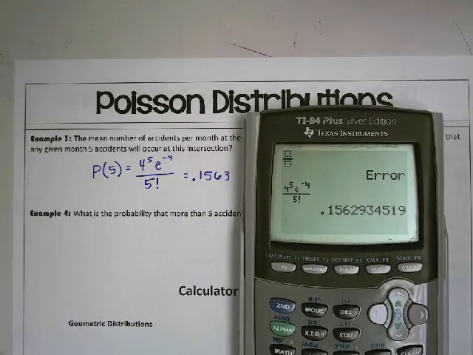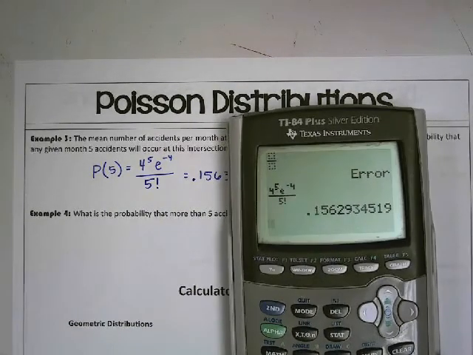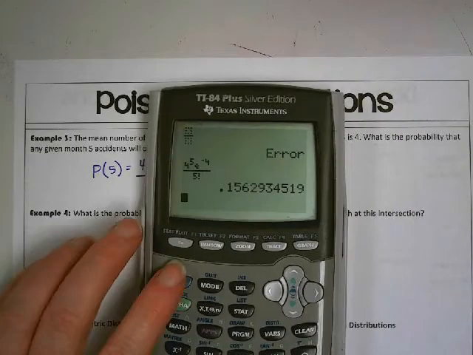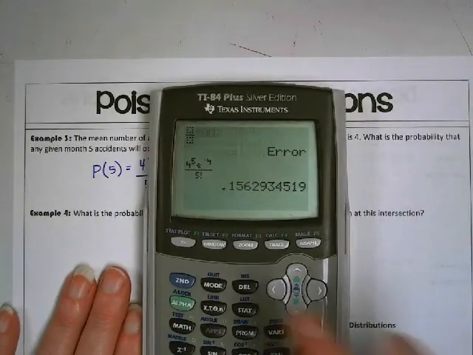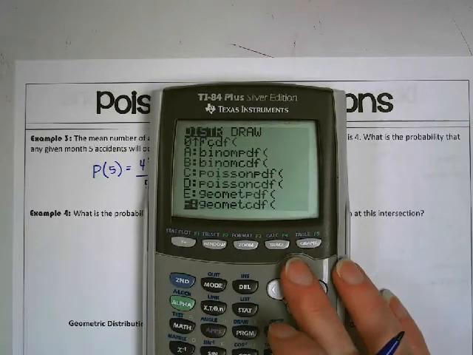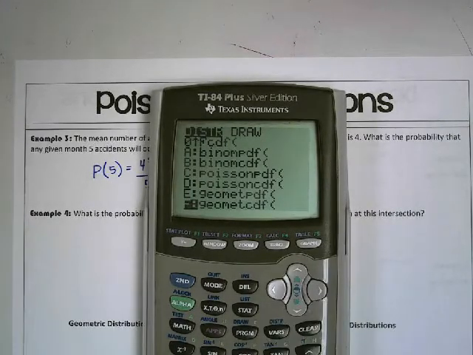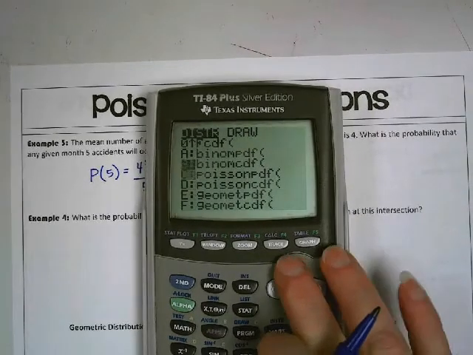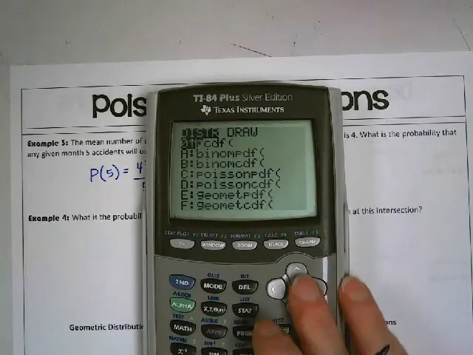So there you go. Or we could do second distribution, arrow down. There's Poisson. We have an exact number, so it's a PDF. Think of that P as point. It's like a specific point.